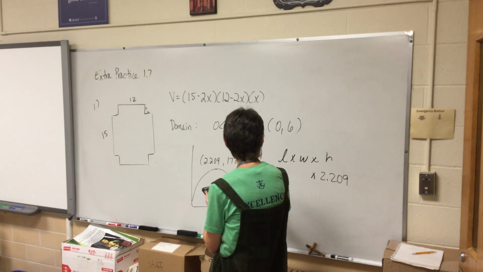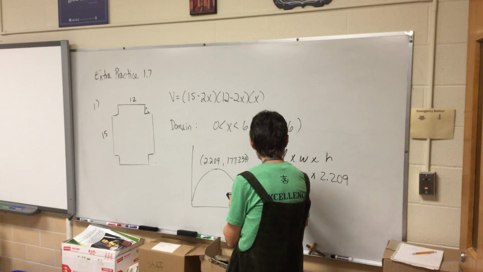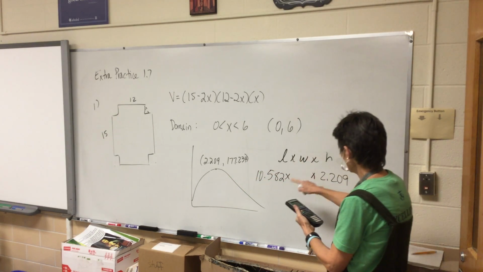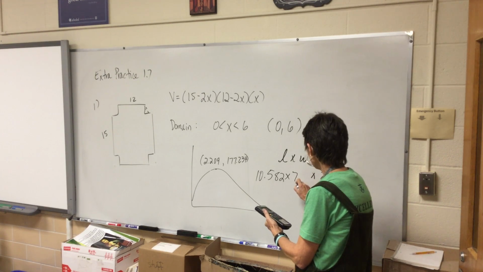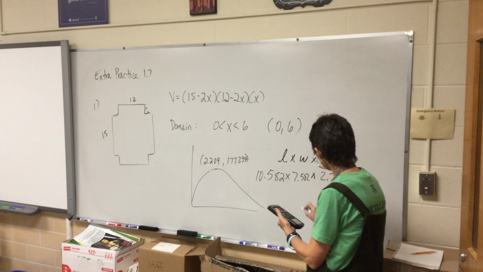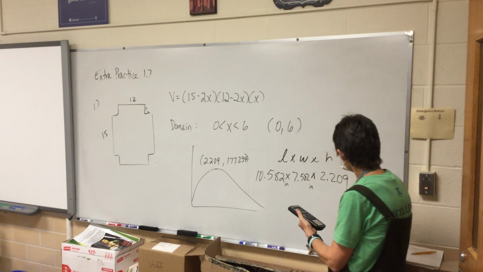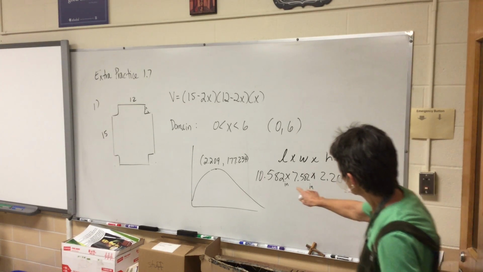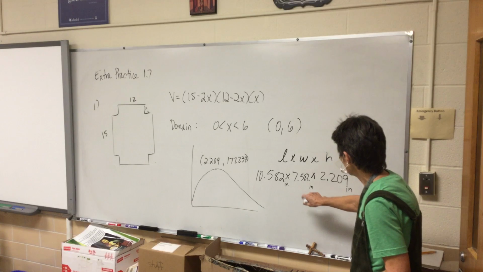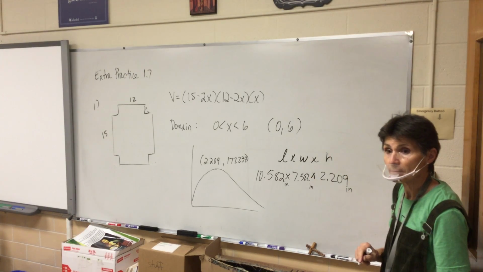And that's 10.582. And then the other one will just be 3 less than that, so 7.582. And those are all inches. So the dimensions of my box, 10.582 by 7.582 by 2.209.